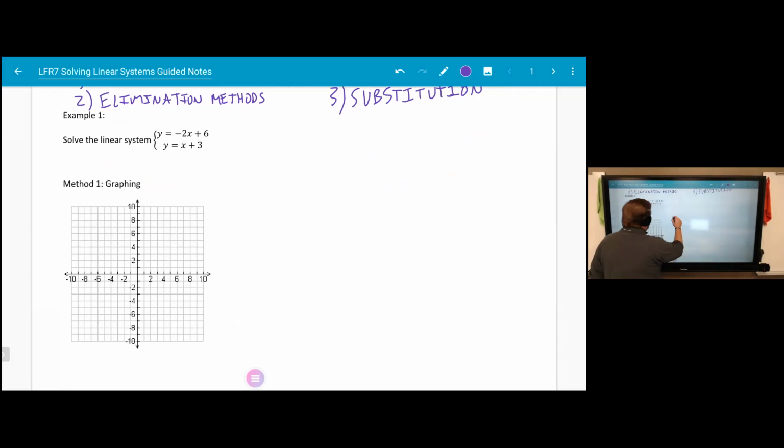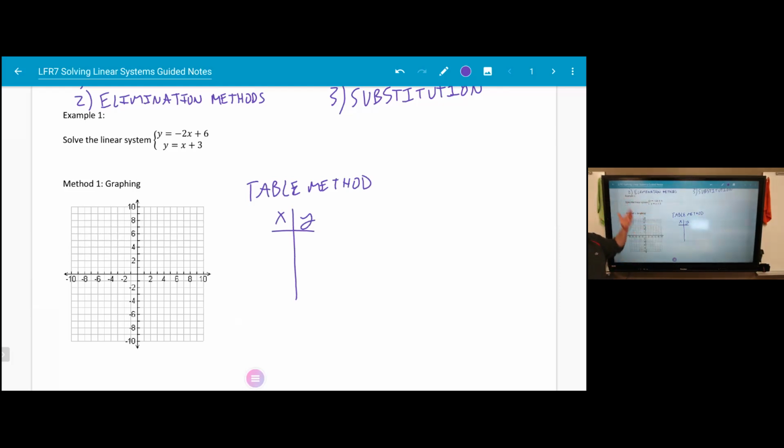You could do the table method, where you plug in an x and find out what y is. You've got to get 2 points on there, but you can do that. You do a table method. You could do, read the form.